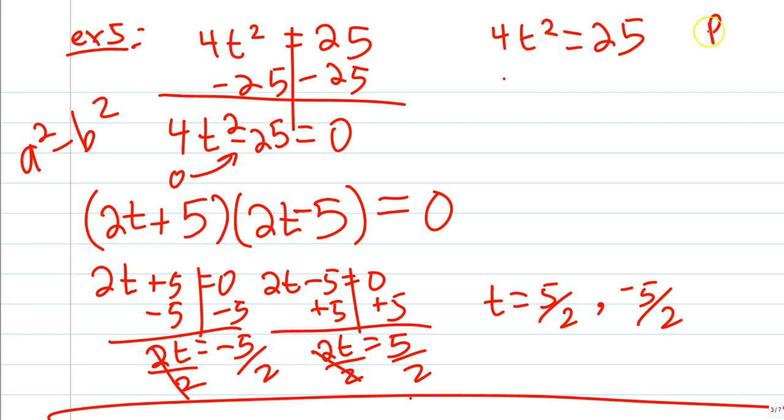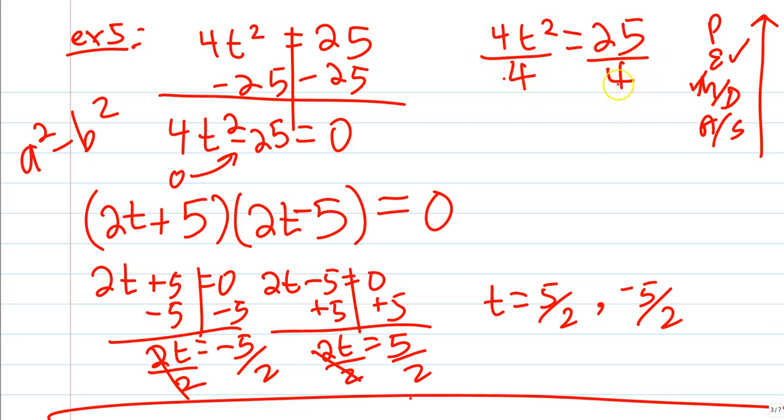And if I think about PEMDAS, because we've solved using inverse operations before, that t is being squared. It's an exponent, and it's being multiplied. So if I want to do inverse, we do the opposite and backwards. So we undo the multiplying by dividing. T squared is equal to 25 over 4.